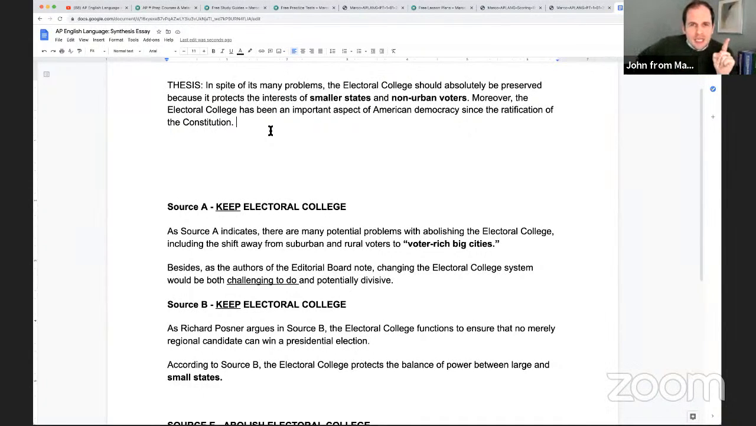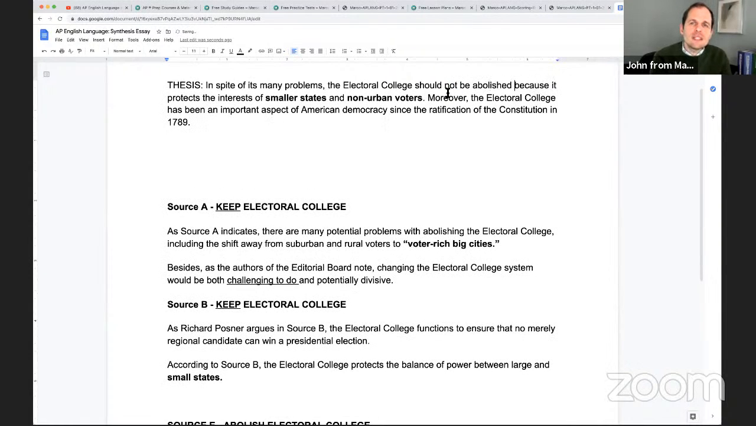In spite of its many problems, the Electoral College should absolutely be preserved because it protects the interests of smaller states and non-urban voters. Moreover, the Electoral College has been an important aspect of American democracy since the ratification of the Constitution in 1789, written in '87, ratified in '89. Look at that. Now I've answered the question. The first time I said it's important because, or it has been important, that's not what the question was saying. The question was saying, should it be abolished? No. Or I could say, to make it less awkward, should absolutely not be abolished.